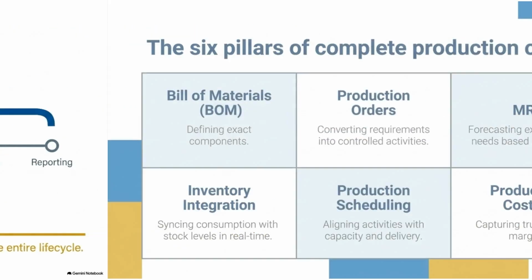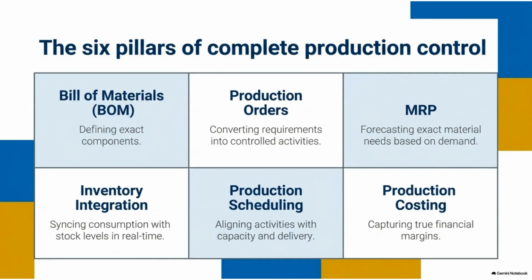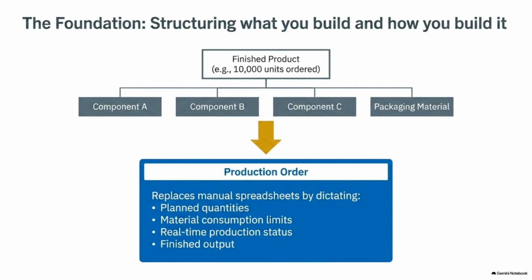production lifecycle. Achieving complete production control relies on 6 pillars: bill of materials, production orders, material requirements planning, inventory integration, production scheduling, and accurate production costing. A production order is the foundation. It replaces manual spreadsheets by defining planned quantities, material limits, tracking real-time production status, and recording final output.